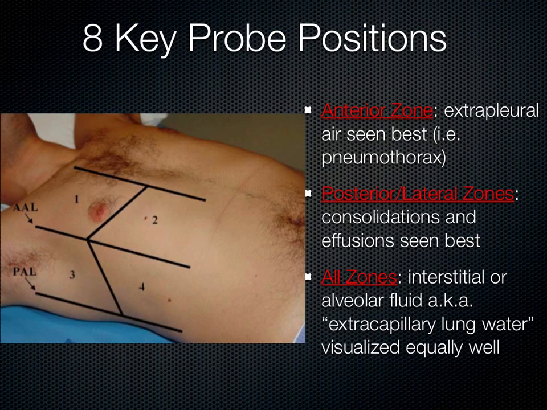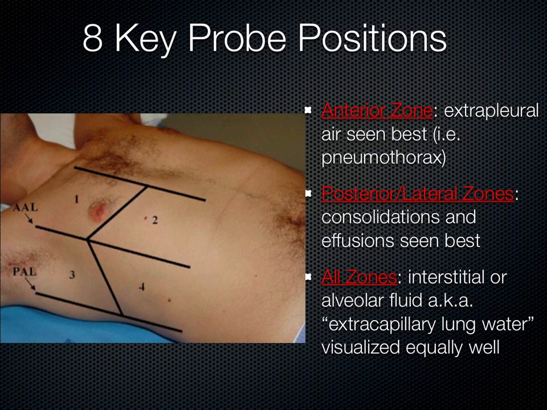There are really 8 key propositions, 4 on each side of the chest, that we want to scan when we're performing pulmonary ultrasound. The anterior zones, zones 1 and 2, are best for viewing extrapleural air. For instance, when there's a pneumothorax and there's air between the lung and the chest wall, it's going to collect anteriorly in a patient who's supine.